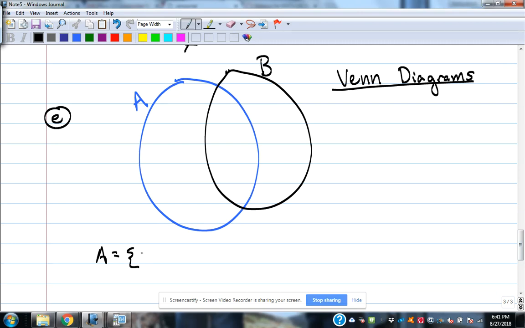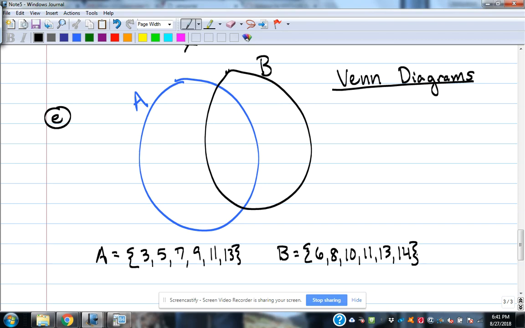I'm just going to list the elements in A: 3, 5, 7, 9, 11, 13. I'm going to list the elements in B, and then we're going to put them in the Venn diagram. That's the practice I'm after here. 6, 8, 10, 11, 13, 14. There's the elements in A and the elements in B. Let's put them into the Venn diagram.